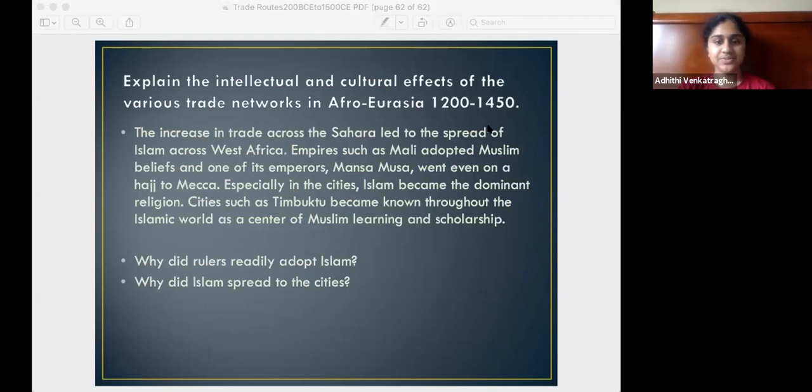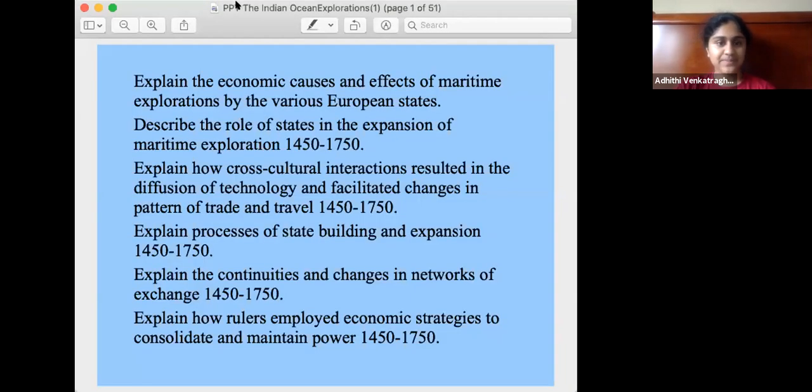Now we can move on to the next one. All right. This is Indian Ocean exploration. So explain the economic cause and effect of maritime explorations by the various European states. Describe the role of states in the expansion of maritime exploration. Explain how cross-cultural interactions result in the diffusion of technology, the process of state building expansion, continuities and changes in networks of exchange, and the rulers employing economic strategies to consolidate and maintain power. So these are the guiding questions, the guiding principles of this unit.